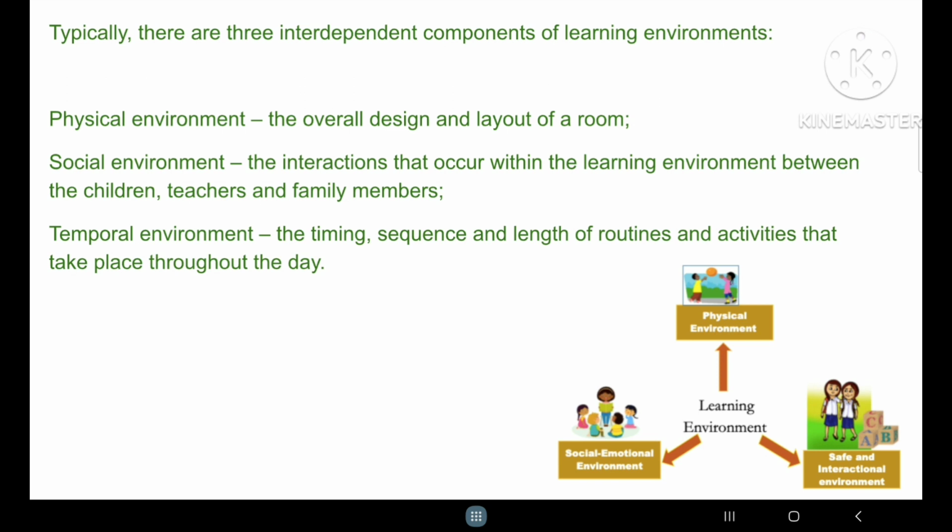Typically, there are three interdependent components of a learning environment. These are the physical environment, social environment, and temporal environment. The physical environment is the overall design and layout of the room, whereas the social environment is the interactions that occur within the learning environment between children, teachers, and family members. The temporal environment is the timing, sequencing, and the length of routines and activities that take place throughout the day.